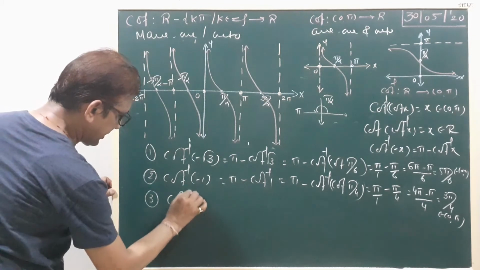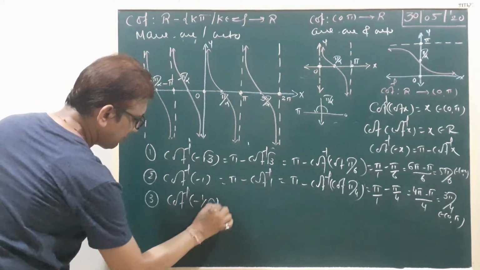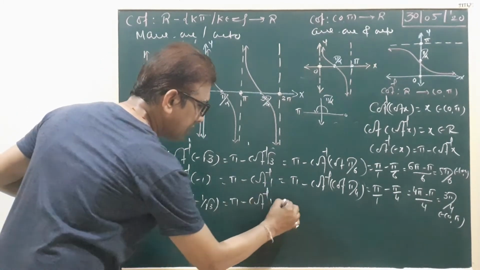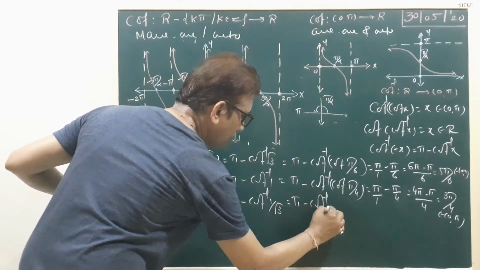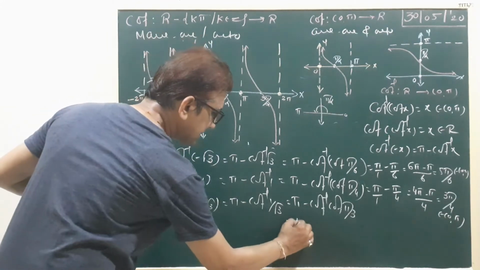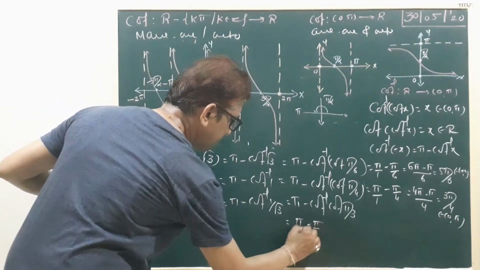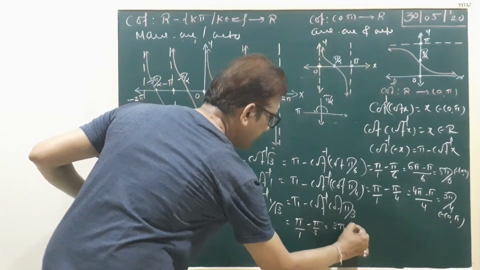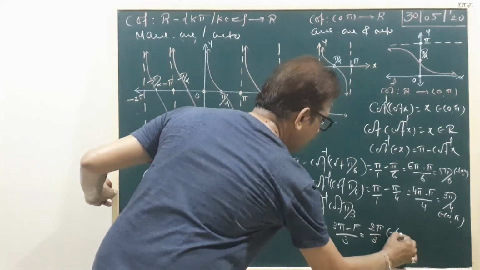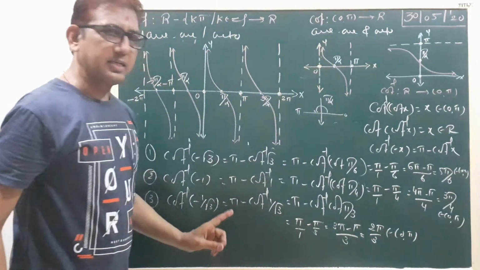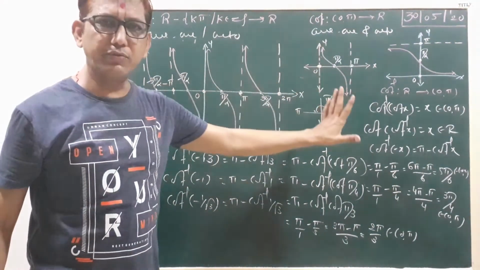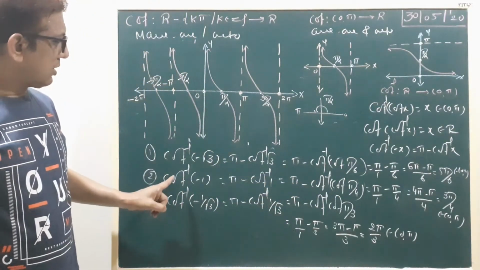Now cot inverse minus 1 by root 3. So pi minus cot inverse 1 by root 3 equals pi minus cot inverse cot pi by 3. Clear? 60 degrees. So pi minus pi by 3. So cross multiplication: 3 pi minus pi upon 3. The answer is 2 pi by 3, which belongs to 0 to pi. Is that clear? Okay. So we have discussed the cot function and cot inverse function and its sums in total.